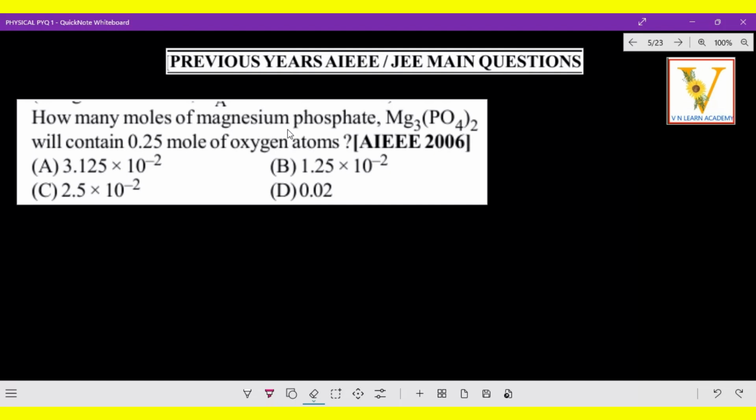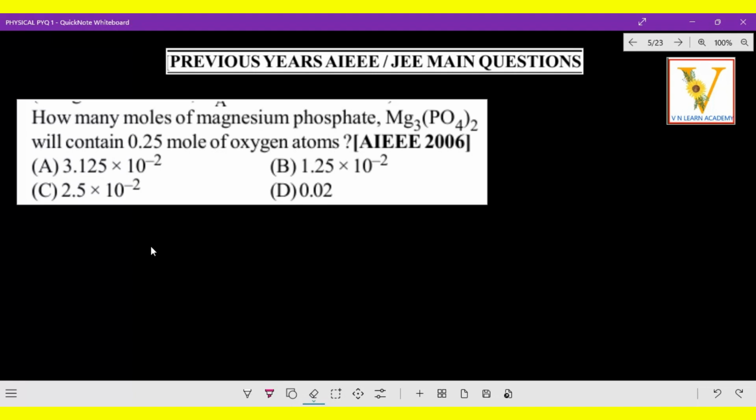Moles of magnesium phosphate, that is Mg3(PO4)2, will contain 0.25 moles of oxygen atom. See, this is a very simple question. What is the molecular formula of magnesium phosphate? Mg3(PO4)2. And in that, how many oxygen atoms are available? PO4 twice, that means 4 into 2, 8 oxygen atoms are available. So one molecule of magnesium phosphate has 8 oxygen atoms.